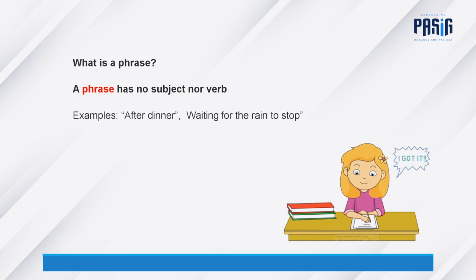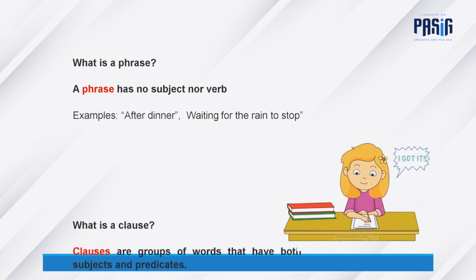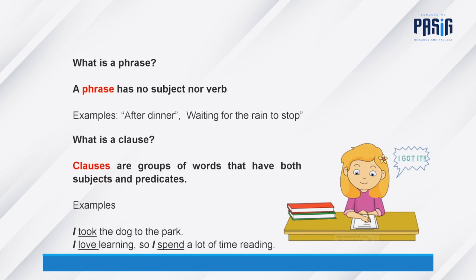Two examples are after dinner and waiting for the rain to stop. Phrases can't be used alone, but you can use them as parts of a sentence where they are used as parts of speech. What is a clause? Clauses are a group of words that have both subjects and predicates.